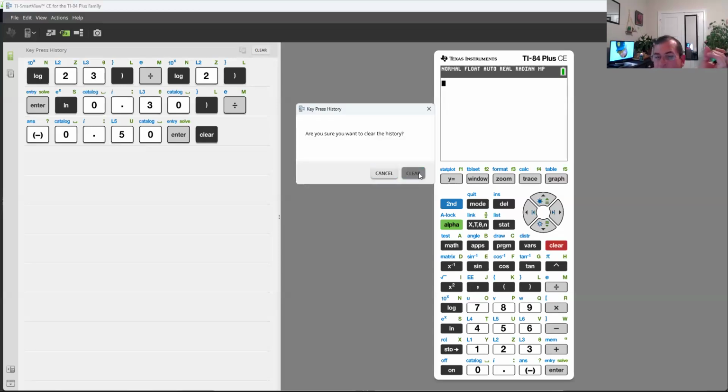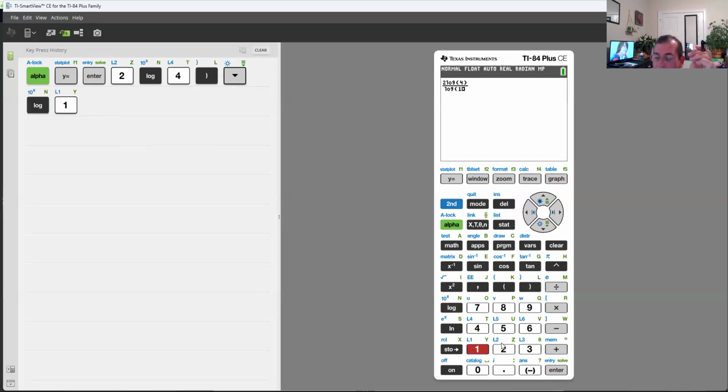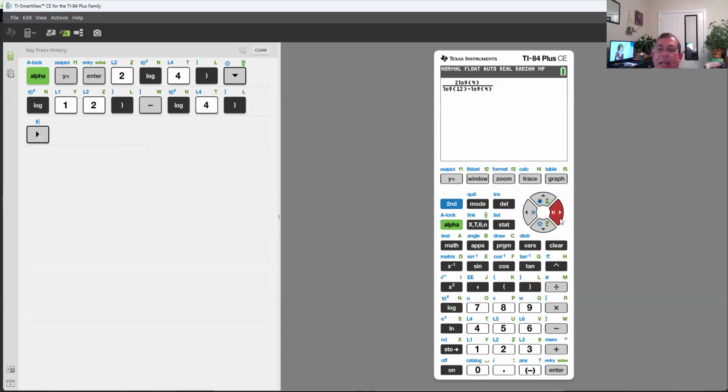All right. So the first way was to hit the green alpha button and the y equals and hit enter on ND. Doing it like that, I can do my 2 log 4, close the parentheses, arrow down, and then I can do my log 12, close parentheses, minus my log 4, close parentheses. So that looks exactly like it looked. So watch this, I'm gonna hit enter. So 2.5237, we'll keep that as 7.